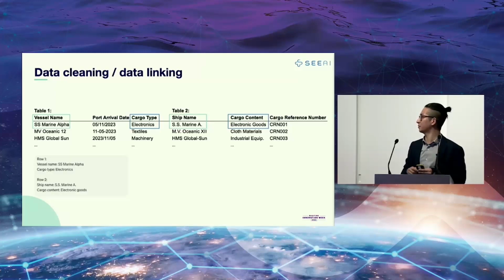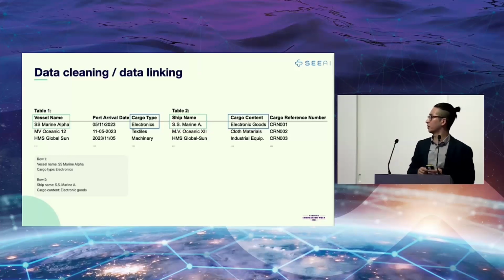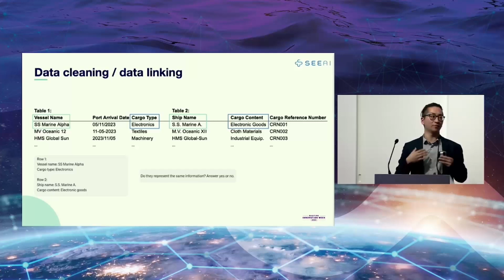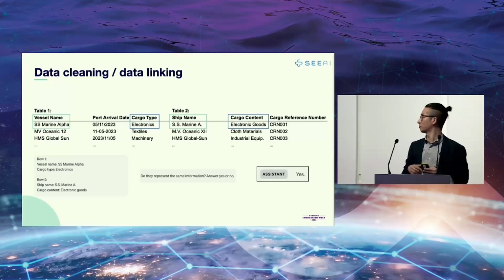We can dynamically generate a prompt which says row 1, vessel name SS Marine Alpha, cargo type electronics, row 2, ship name SS Marine A, cargo content electronic goods, and we can ask ChatGPT or an LLM if they represent the same information. And of course, you'll be able to answer it very well.